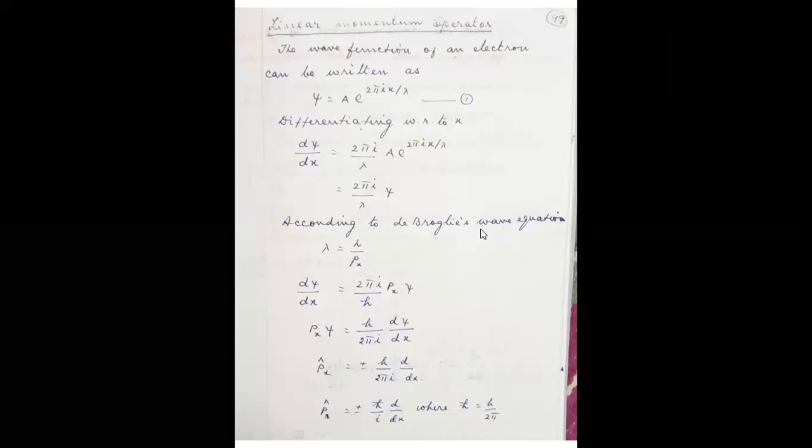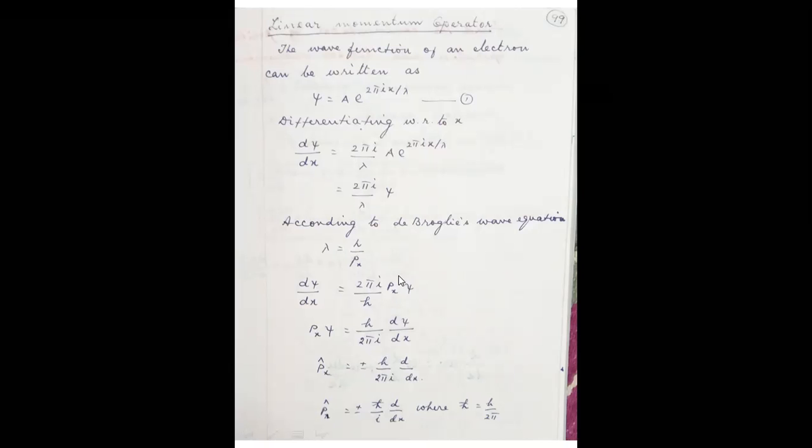So according to the de Broglie wave equation, lambda is h by px, which is the momentum. Planck's constant divided by momentum will give you the wavelength of a matter wave. So I'm going to substitute this value in the place of lambda. So px is going to the numerator, h comes to the denominator. So what I'm getting is d psi by dx is equal to 2 pi I by h px into psi.